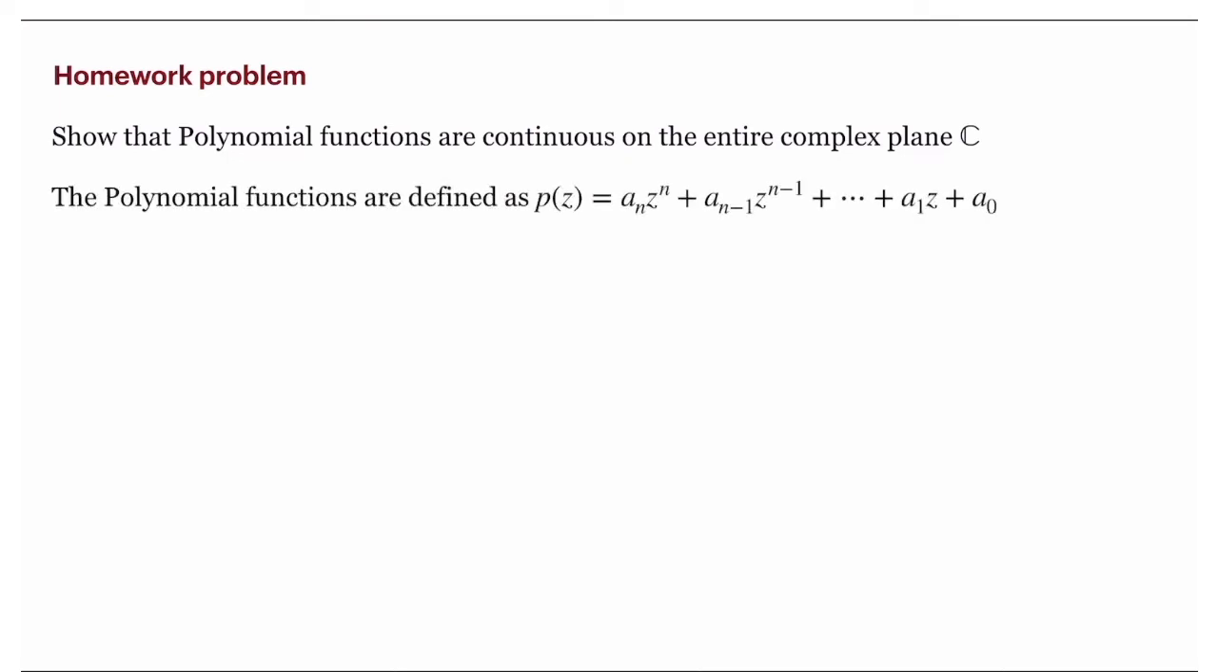So we have a polynomial function P(z) defined as a_n z^n + a_(n-1) z^(n-1) + so on, plus a_1 z plus a_0, the constant term. This function should be continuous in the entire complex plane. Branches of the complex function.